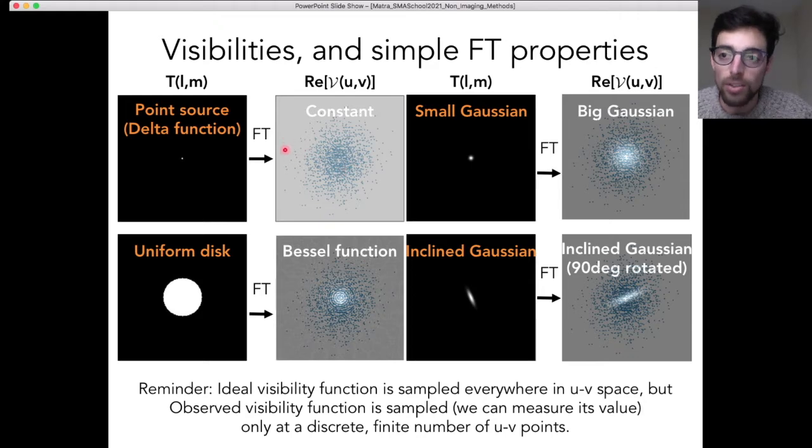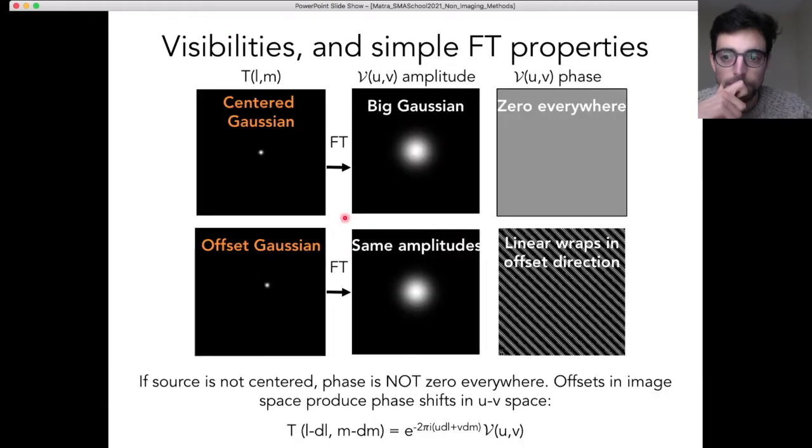So the coordinates here are dec and RA in the image, and then become v and u in the Fourier plane, and so we're only sampling them at the UV coordinates of our observation, and it's also a finite number of UV points, which is another important point.